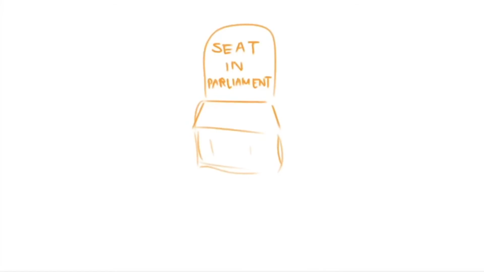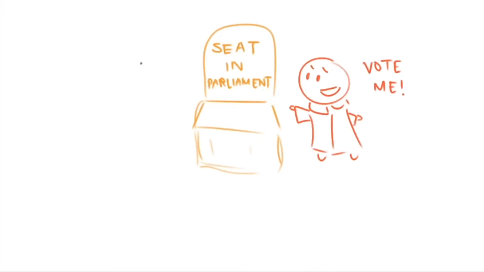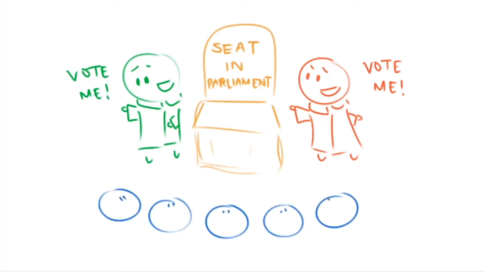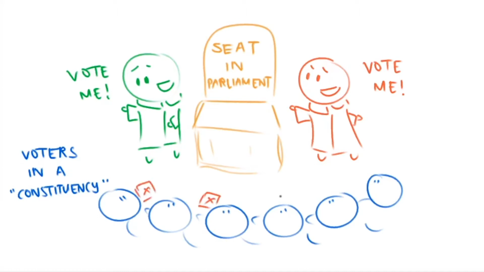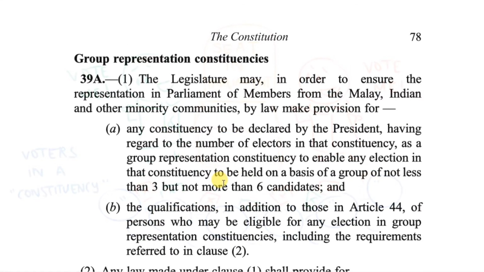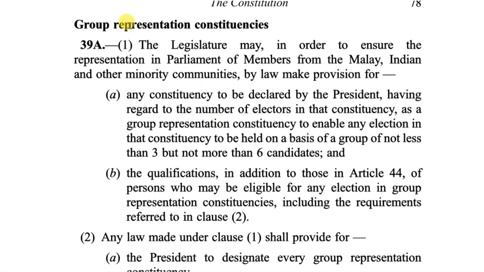Now, parliamentary elections usually involve various candidates contesting a single seat in Parliament. The voters of one particular area of the map, or a constituency, will then cast their votes for a single candidate. That's simple enough. But move down Part 6 a bit, and you'll see Article 39A, titled Group Representation Constituencies.